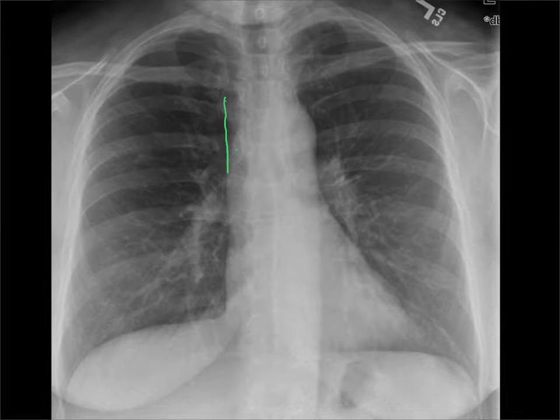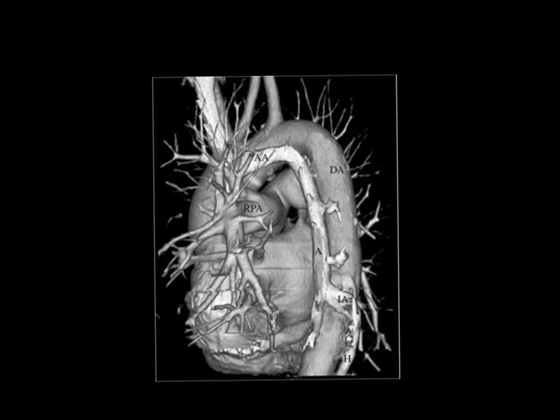The azygos vein comes up from the abdomen, it runs alongside the esophagus, and it comes up and plunges directly anteriorly right above the right main bronchus. Here's part of a MIP from a 3D CT angiogram, and if you can see, this is looking from the right side of the patient.